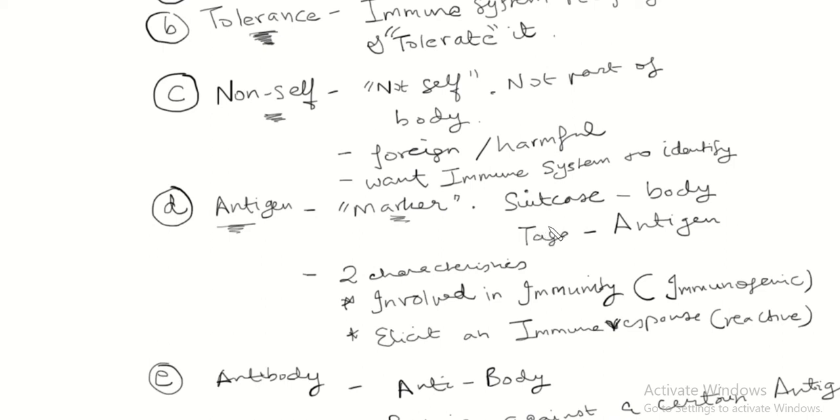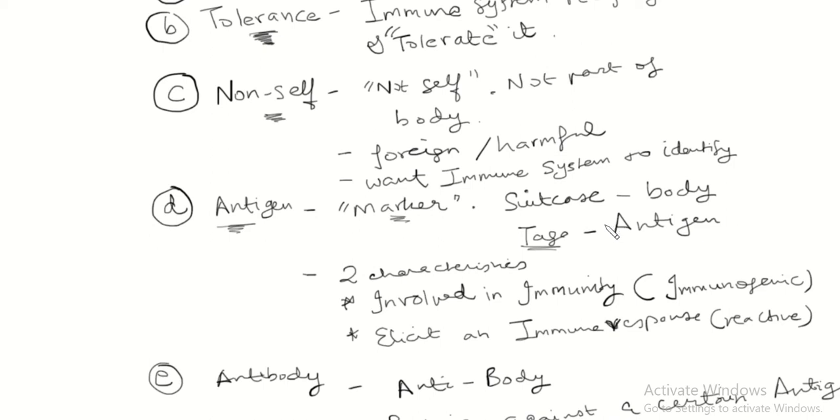I consider antigen a tag, a luggage tag. And the body that it's tagging is actually the suitcase or the luggage. So it could be a bacteria, which is luggage, and then you have a marker on that bacteria, and that's an antigen. You could have a cell, that's your body cell, and there's an antigen on top of that, and it's a marker. So the suitcase is your body cell, and the antigen is the marker or the tag.